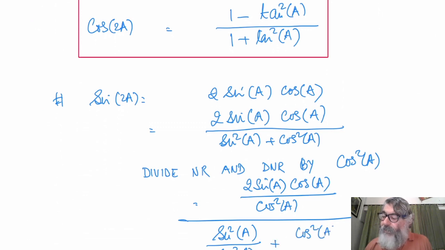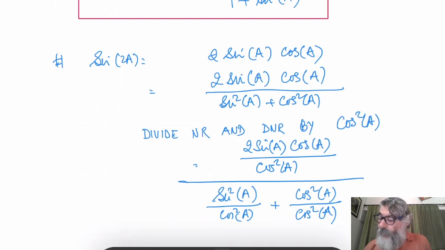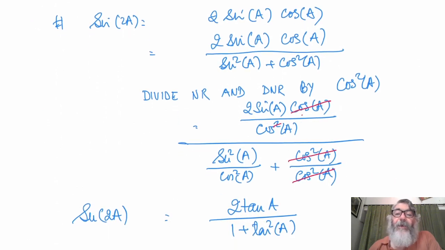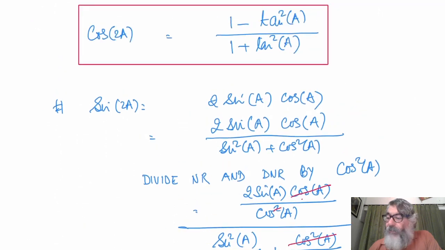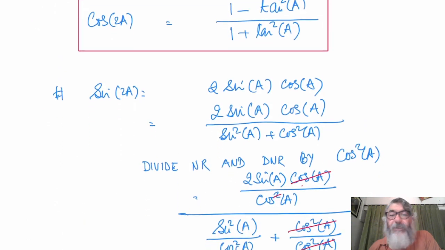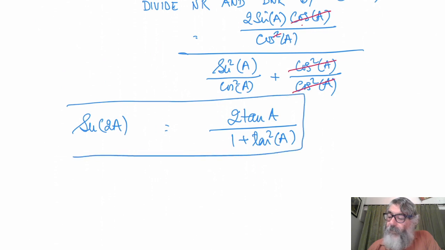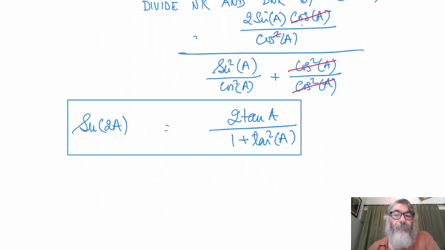What will you get? In the numerator, one cos will cancel, and in the denominator cos square A upon cos square A becomes 1. So in the numerator I will get 2 sin A upon cos A, that will become 2 tan A, upon 1 plus tan square A. So sin 2A can be written as 2 tan A upon 1 plus tan square A. Like we expressed cos 2A as 1 minus tan square A upon 1 plus tan square A, similarly sin 2A we can write as 2 tan A upon 1 plus tan square A. So this is another form for sin 2A.